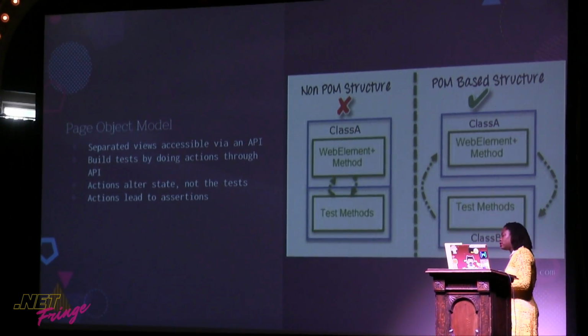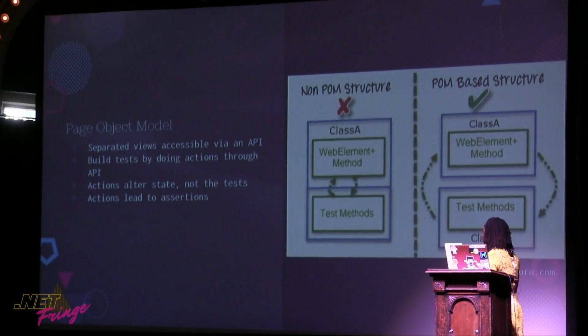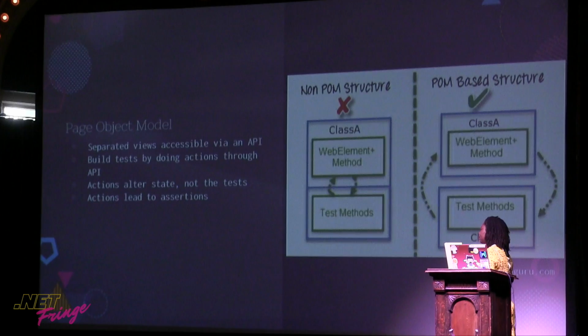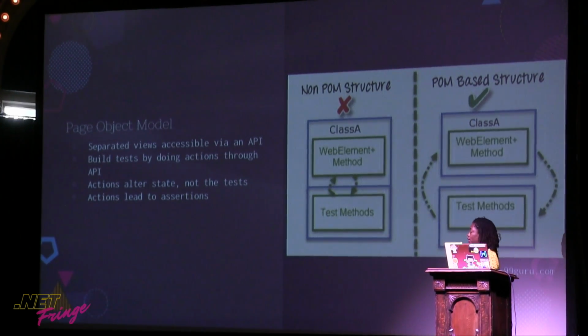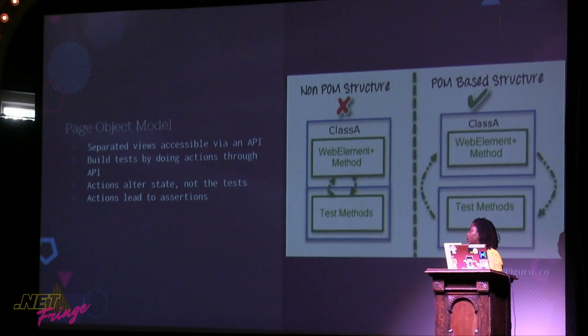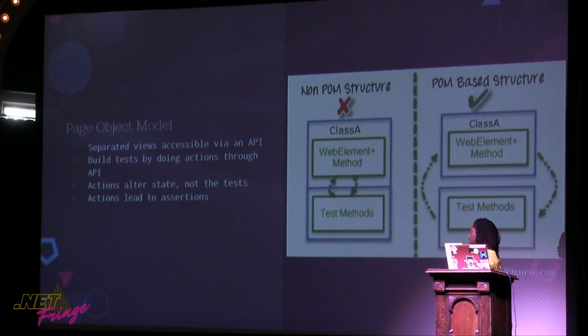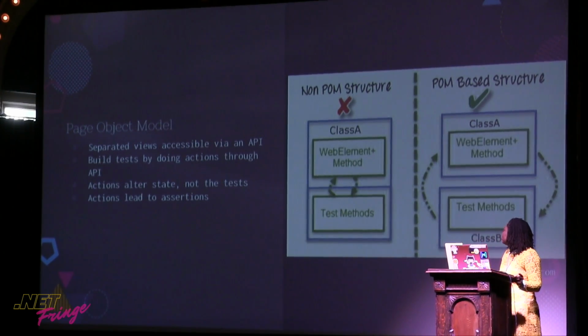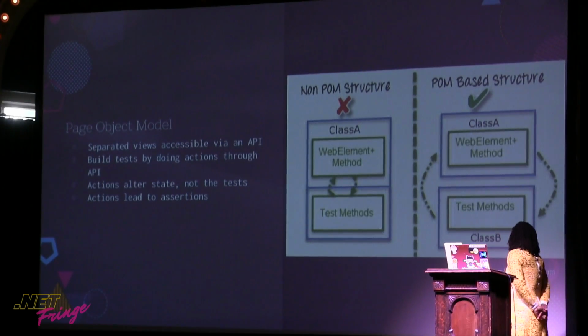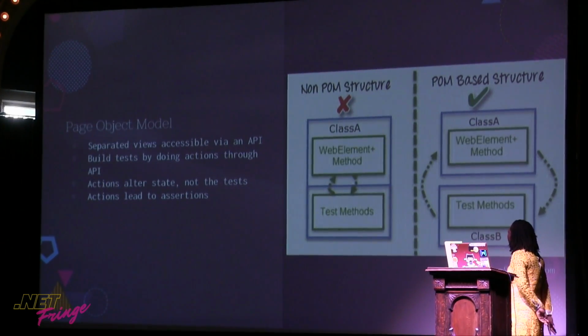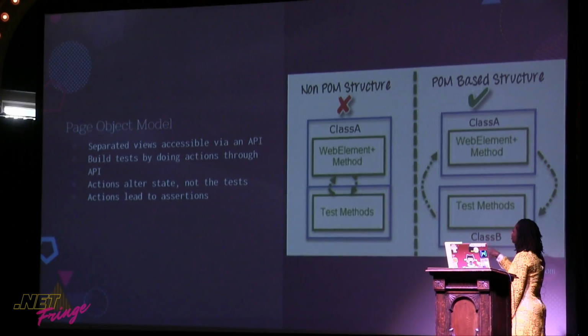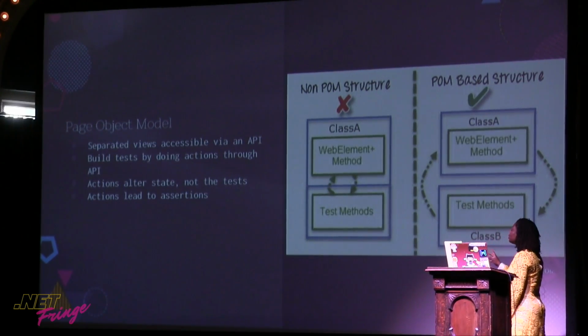Eventually those actions lead to assertions in your test, and you make sure that whatever you're trying to do works. For example, you fill out a text box, make sure that a button is enabled when you fill it out, and make sure that it passes. That's basically what this diagram is doing. It's saying, don't let test methods access or alter any of the controls directly. Do it through the API.